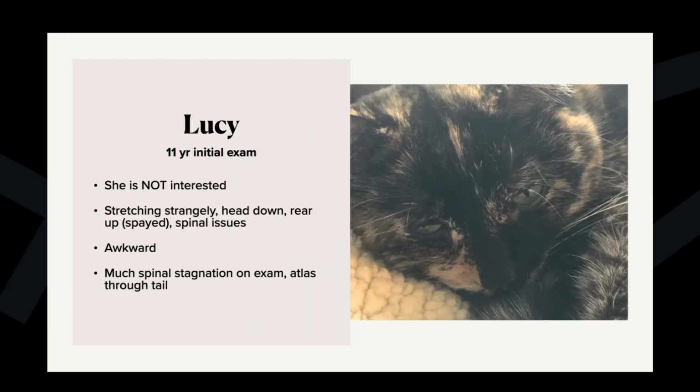I needed to start treating her because she started stretching really strangely with her head down and her rear end up in the air. Now, a non-spayed female cat in heat will also do that because that is a sign of, like, hey, I'm in heat, come and breed me. But she's spayed. She's been spayed for a long time, and she had never done this before. So it didn't seem like an ovarian remnant kind of problem, although I guess I can't guarantee that.